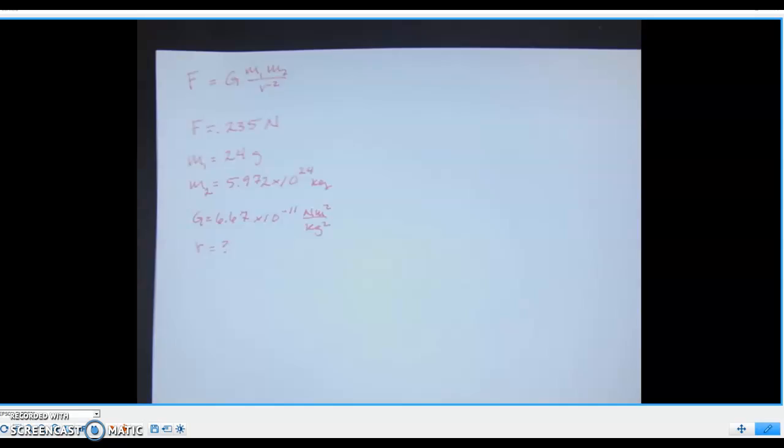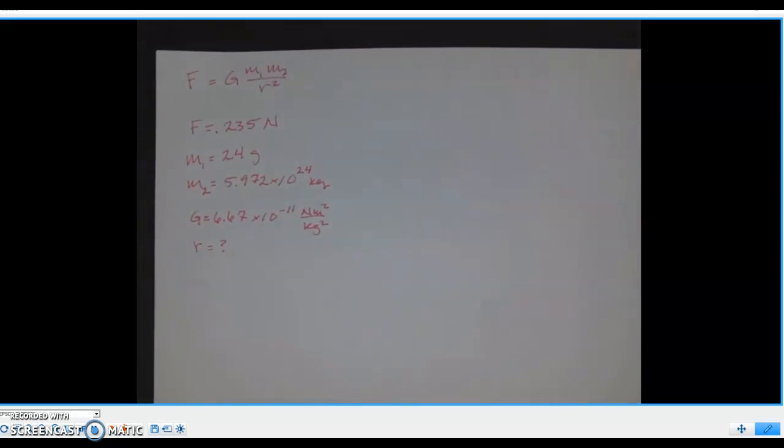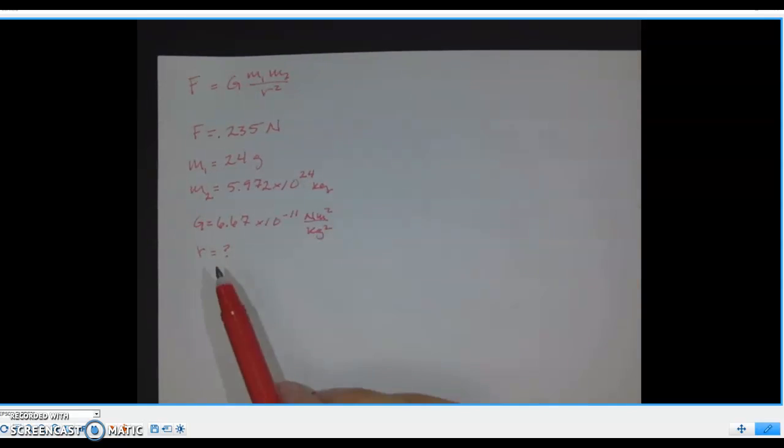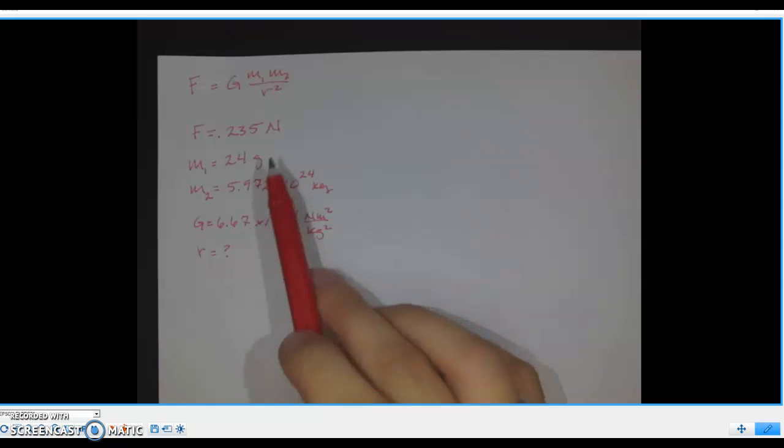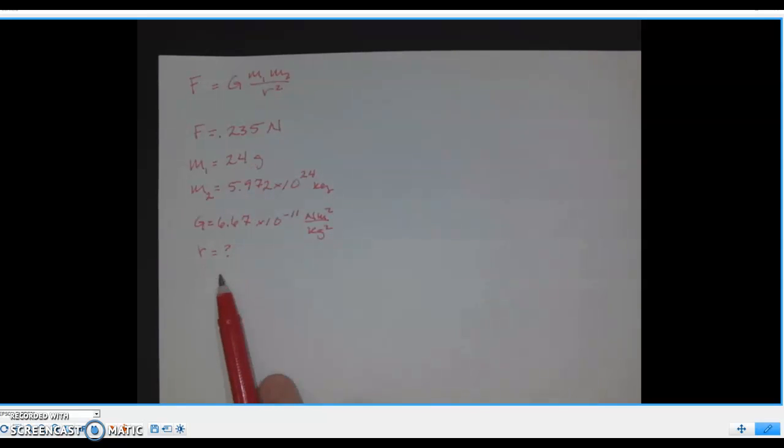Hi guys, I just want to do one more example here. Same idea as last time. I have an equation and I'm solving for an unknown, and then I have numbers to plug in to get that final answer. So the first thing I'm going to do is rearrange my equation to solve for the unknown.